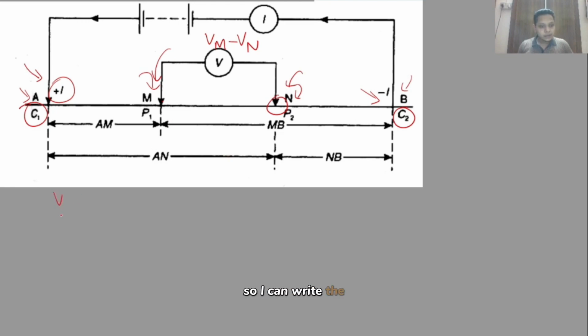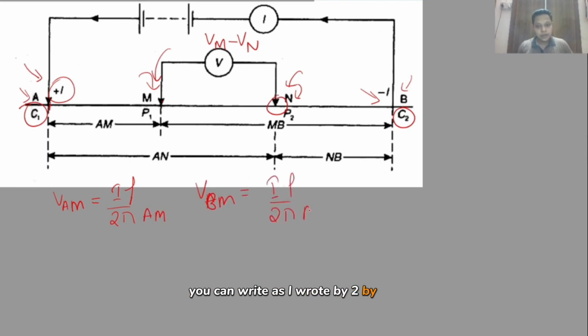So I can write the formula for Vam, that is the voltage at M due to current electrode at A, simply as I have determined in the last slide, as rho into I upon 2 pi r. Now here the r will become the AM length, because the current source is here and you're measuring the voltage at point M. So this will become the length AM. Similarly, Vbm you can write as I rho by 2 pi MB.